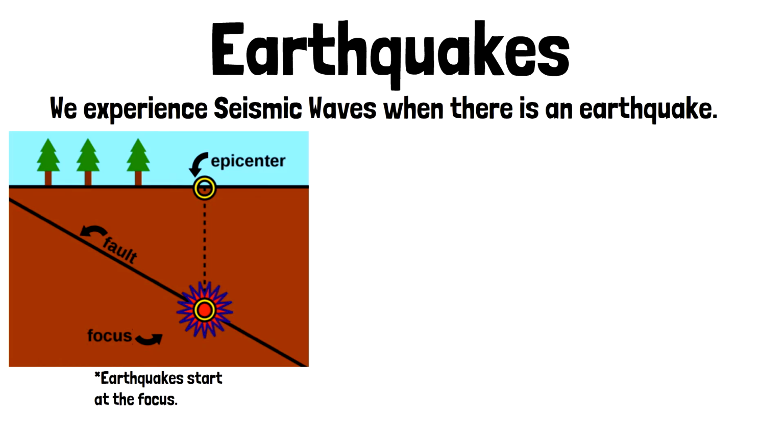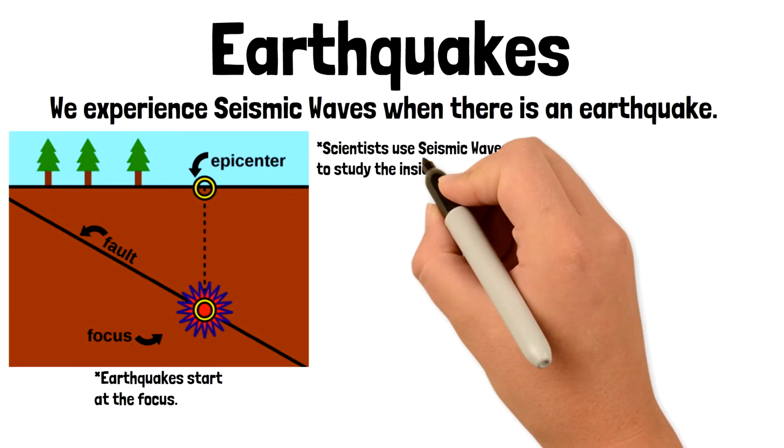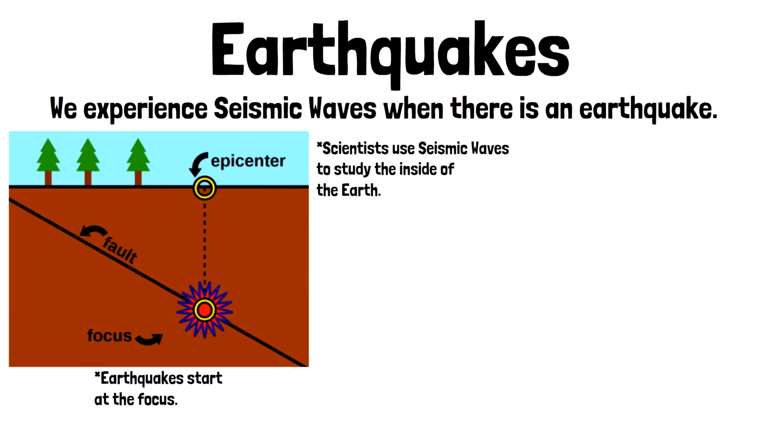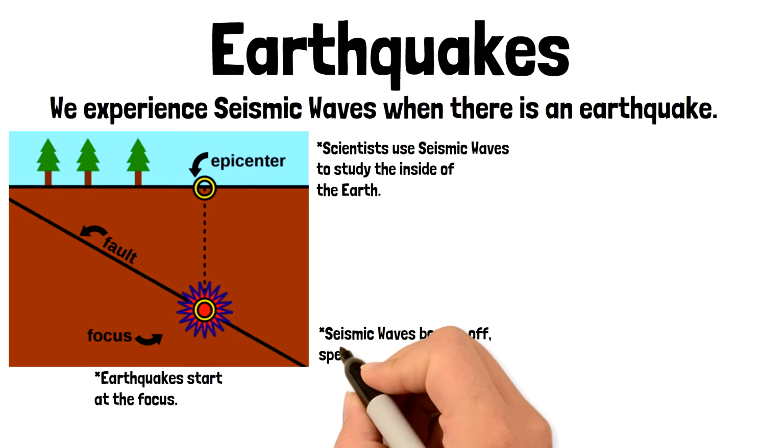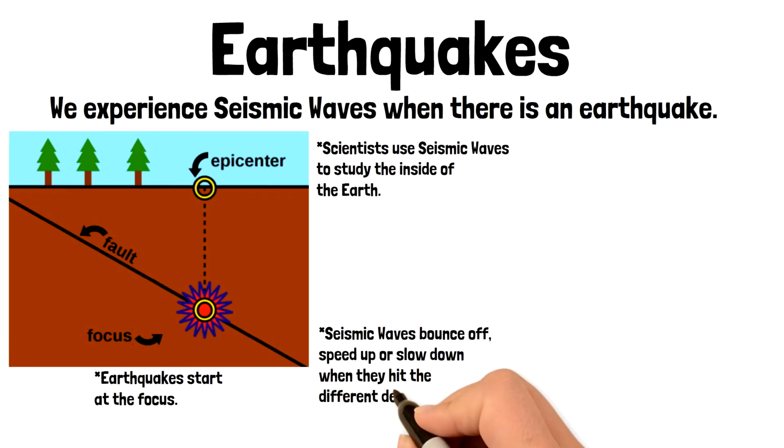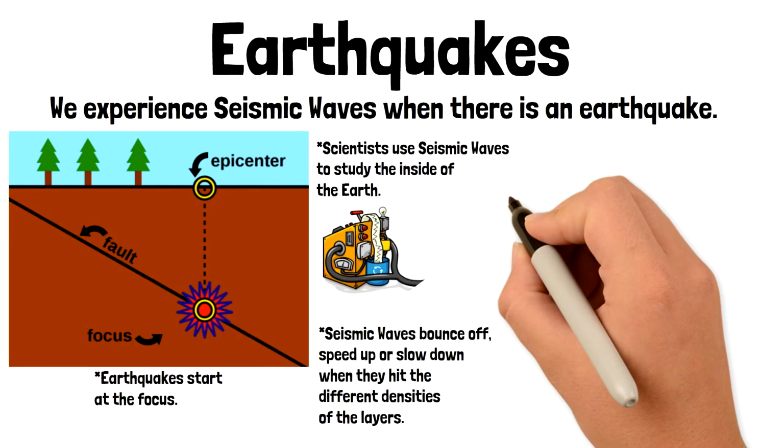Even though we have never been to any layer besides the crust, the composition and properties of Earth's interior are identified by the behavior of seismic waves. Scientists use seismic waves to study the inside of the Earth. As these waves travel throughout the Earth, they bounce off, speed up, or slow down when they hit the different densities of the layers. This means that we can tell what is going on inside the Earth based on the speeds and directions of seismic waves, which are recorded on a seismograph.